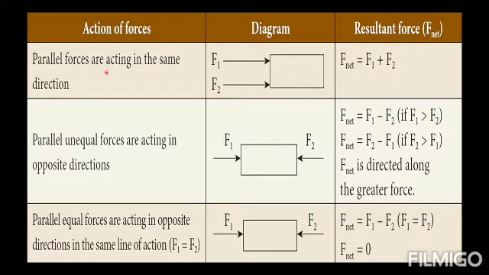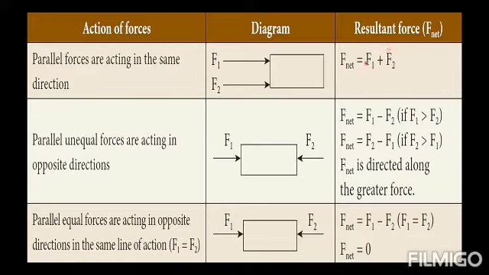Then look at the tabular column. First column: parallel forces acting in the same direction. The force F1 and the force F2, both are in the same direction. So, we have to add. The resultant force is F1 plus F2.